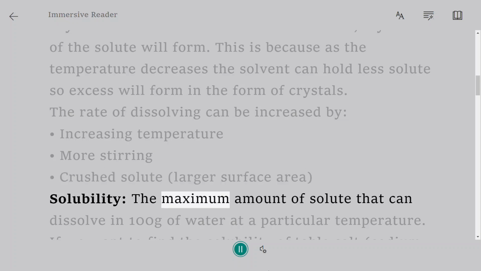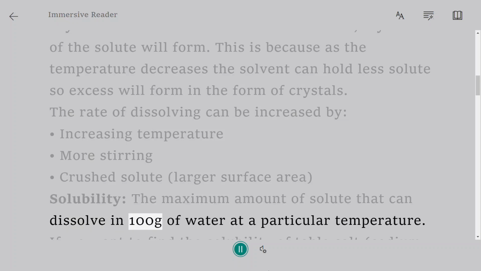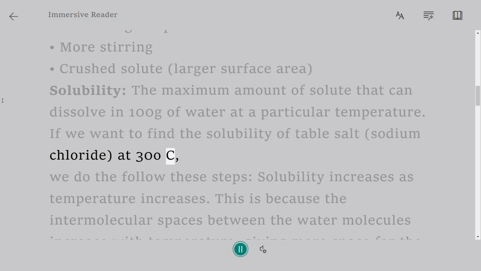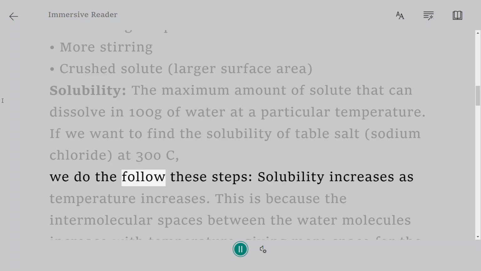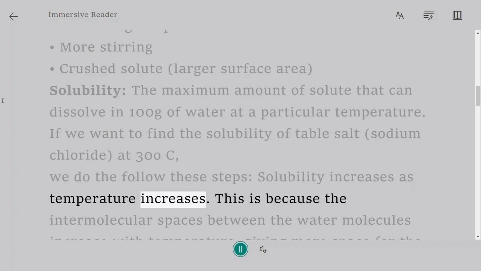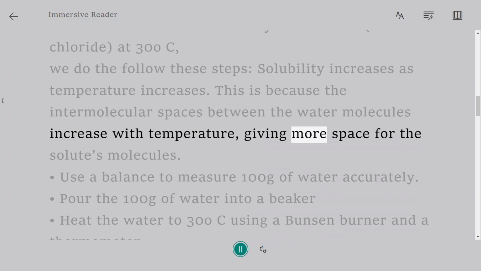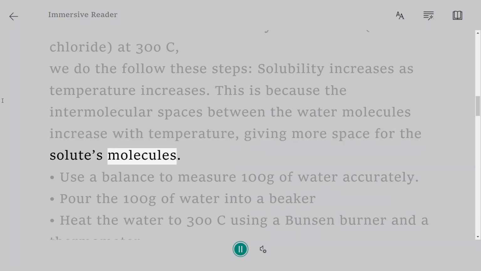Solubility, the maximum amount of solute that can dissolve in 100 g of water at a particular temperature. If we want to find the solubility of table salt, sodium chloride, at 30 °C, we follow these steps. Solubility increases as temperature increases. This is because the intermolecular spaces between the water molecules increase with temperature, giving more space for the solute's molecules.